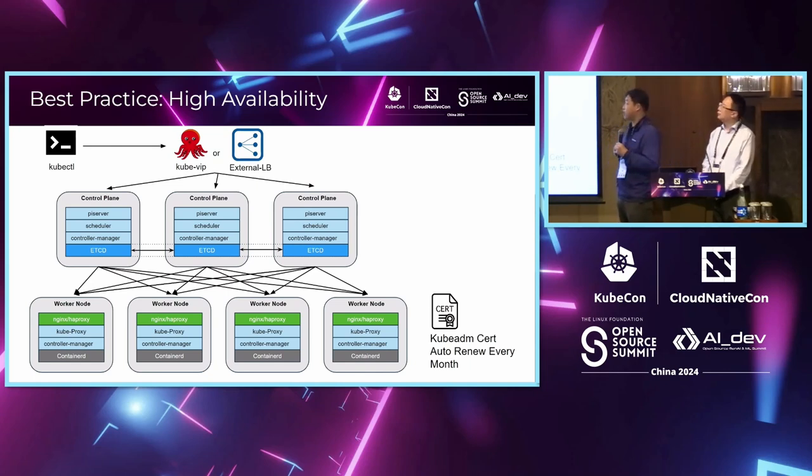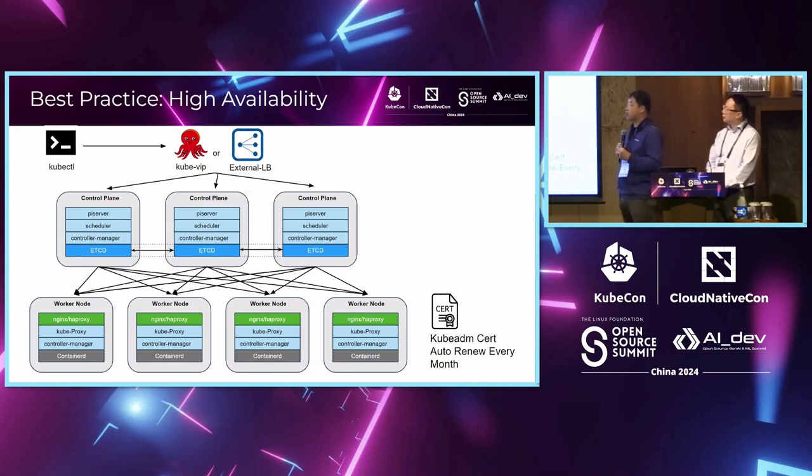Another thing is high availability. In a production environment, HA is very important. So Kubespray provides best practices to configure that. We can look at the picture from the top to the bottom. Kubespray can use Kube-VIP. If we are in a bare metal environment, Kube-VIP is very useful to provision a VIP for the control plane, so that kubectl or other IDEs can use the VIP to connect to the control plane API server.